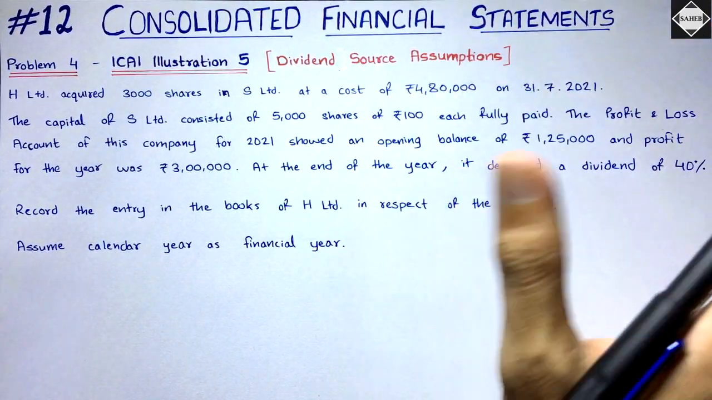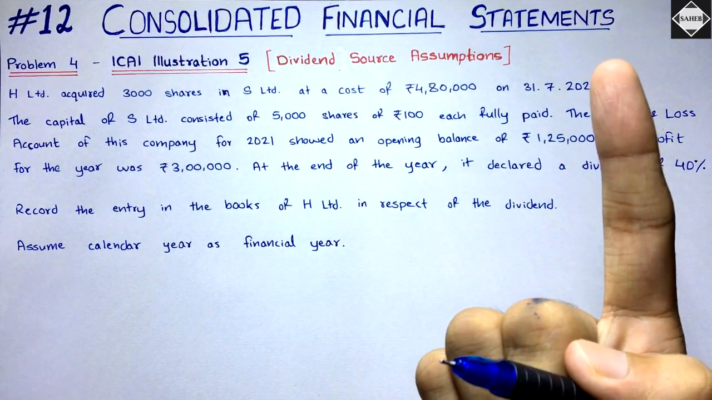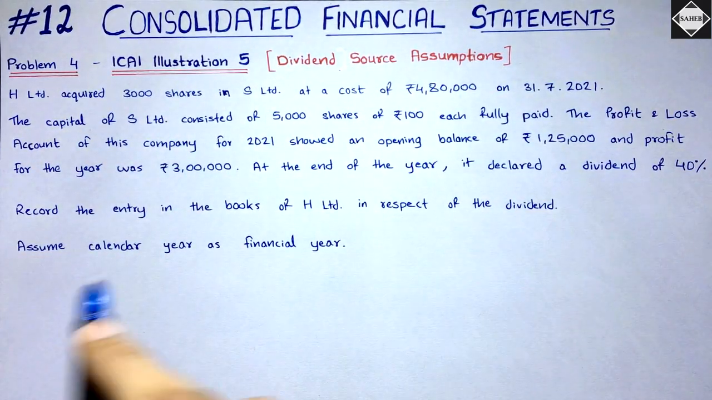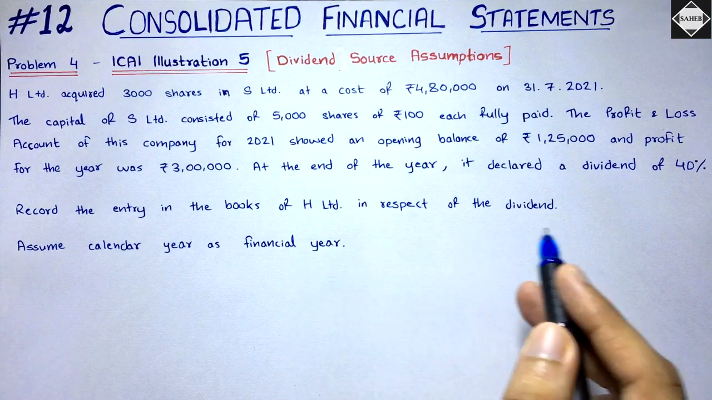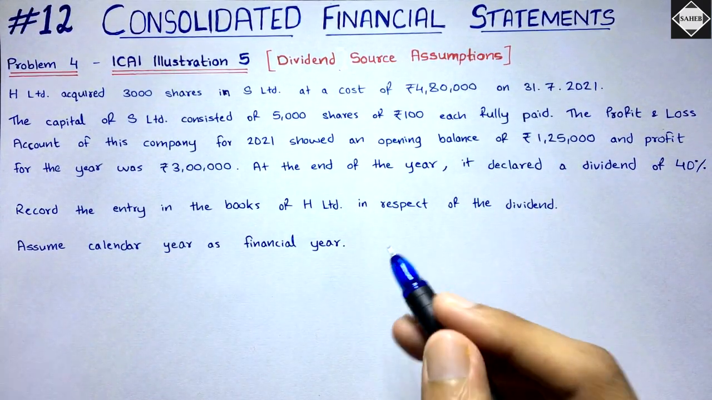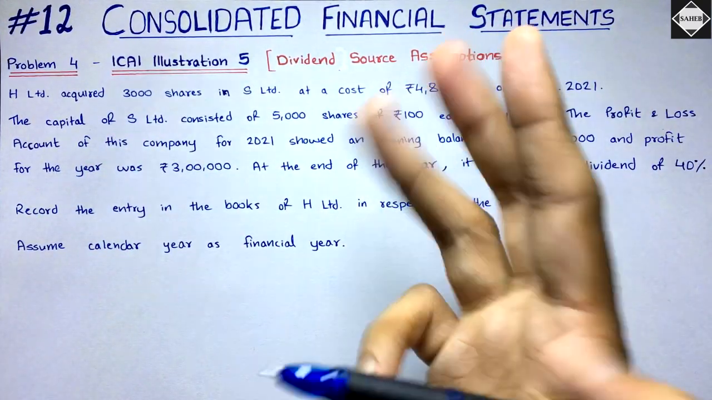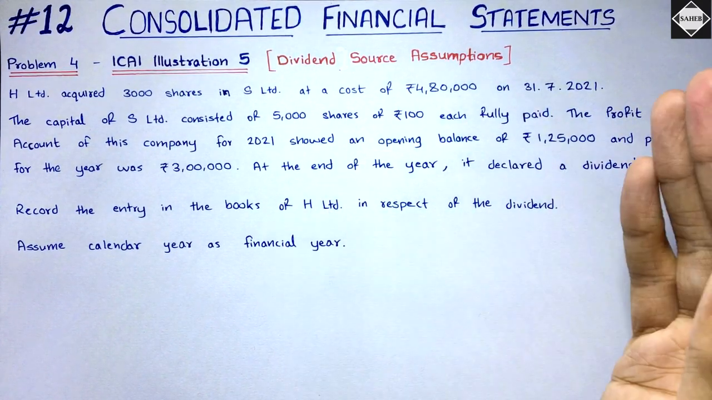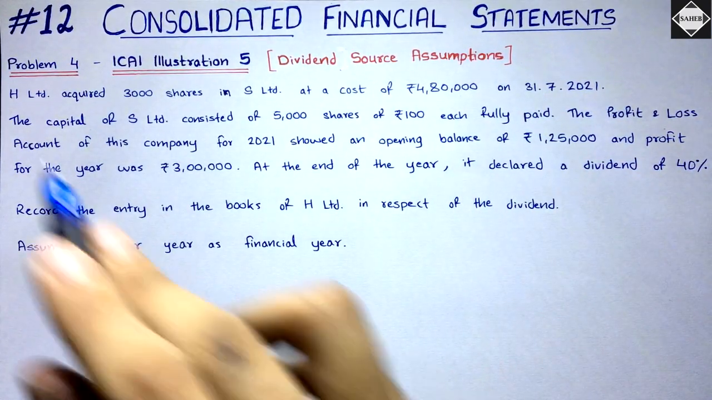But we'll do that at last. First, we'll read the question and make one assumption, the most appropriate assumption, and we'll solve the entire question. See the requirement over here: record the entry in the books of H Limited in respect of the dividend. We'll do that, but we are also going to see the working notes and how the dividend adjustment will flow in the working notes, in the AOP, in the cost of control, in the consolidated profit and loss and all. We're going to see everything, and then at last we are going to discuss the assumptions. So let's start the video and go through the question first.